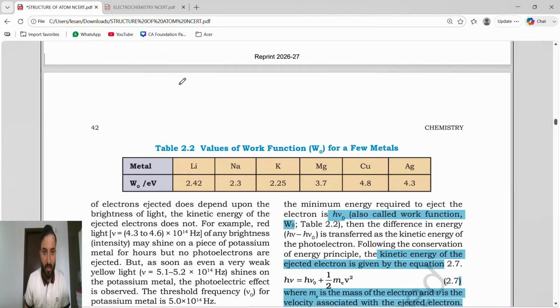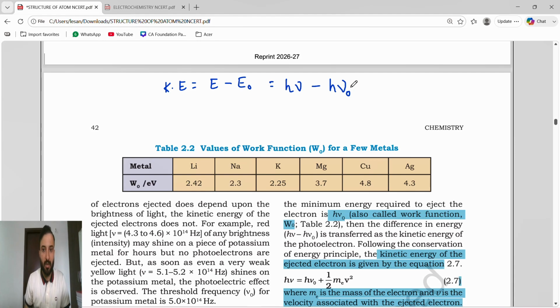Like this, write on. Kinetic energy is what, guys? Kinetic energy equals energy minus threshold energy. So energy is what, guys? Energy formula we just studied: h into frequency, h nu. Minus threshold energy. Threshold frequency we know, guys, h into nu naught.